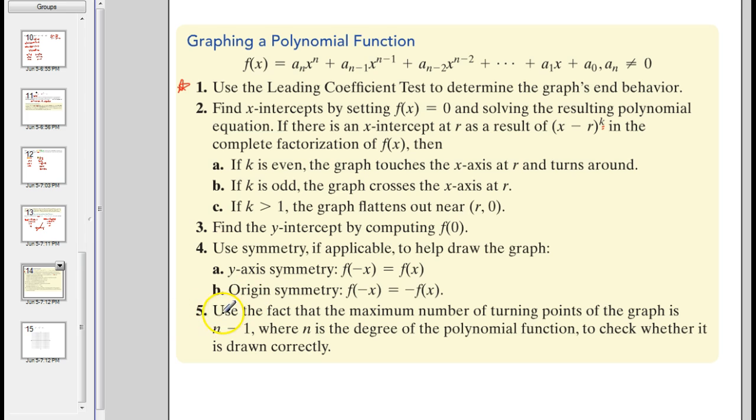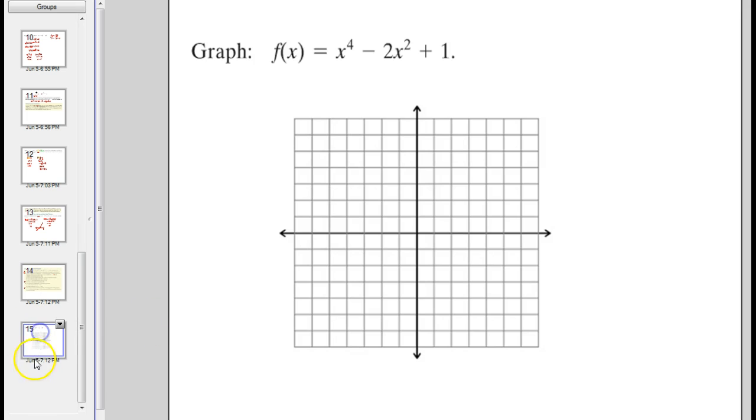And then the number of bends is always one less than the degree. So all those things together will help us graph this thing. But really, the really important things are 1, 2, 3, and 5. The symmetry, that'll come from just getting all the other points right. Alright, so let's look at this thing.